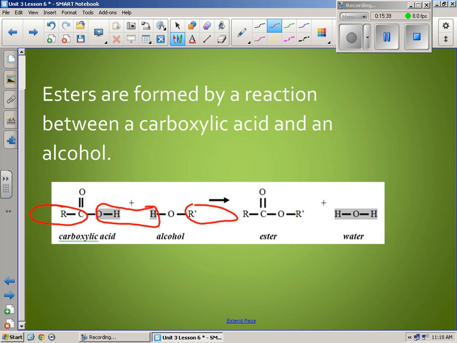What you'll notice is this part here, write this down, comes from the carboxylic acid. This part here comes from the alcohol. And as a product, of course, you'll get water as well. So that H and OH will come off and join together to give you water. The rest squeeze together and gives you what we call an ester.